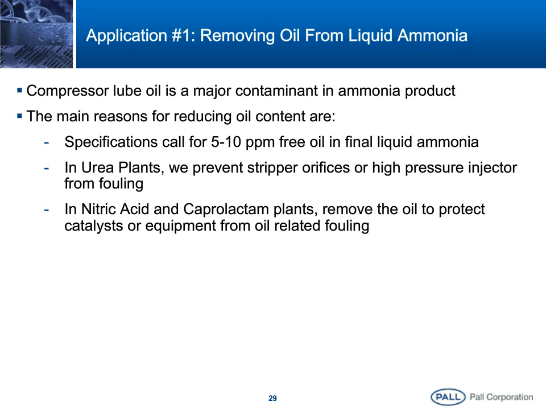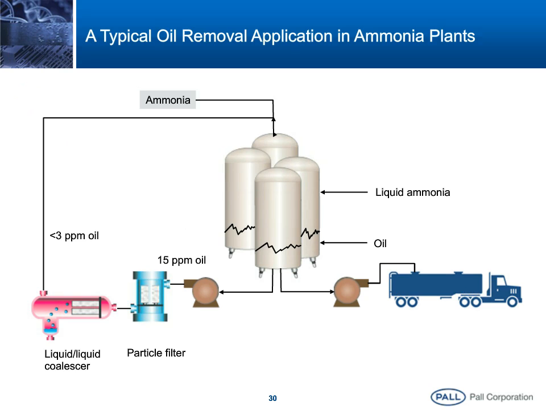Here we show how we actually remove the oil from the ammonia. The liquid ammonia is stored in tanks which are either cylindrical or spherical. Here we show a cylinder. There's a small layer of oil at the bottom of the tank, and liquid ammonia is on top of it since it's less dense than the oil.